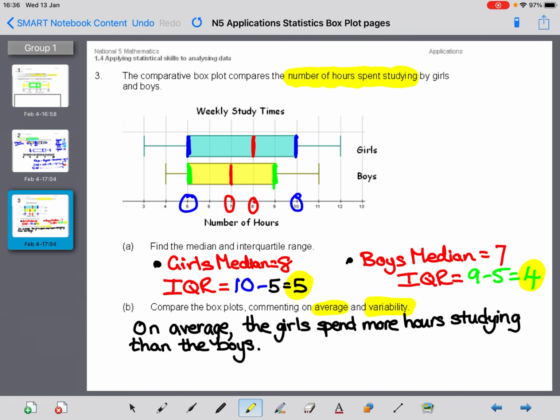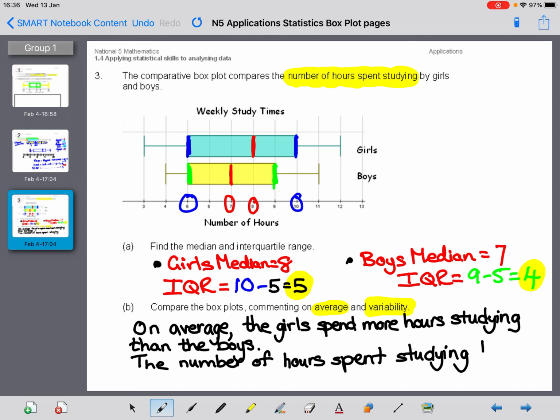Okay, so there are different ways to do it. The way that I like to say it is the number of hours spent studying by the girls was more spread out than the boys.